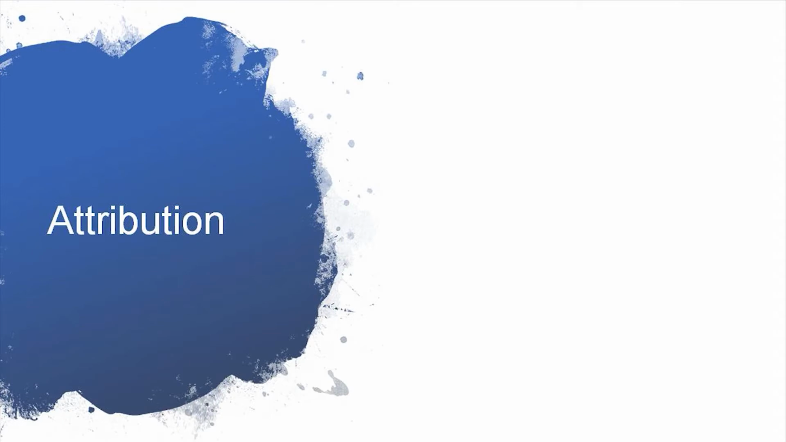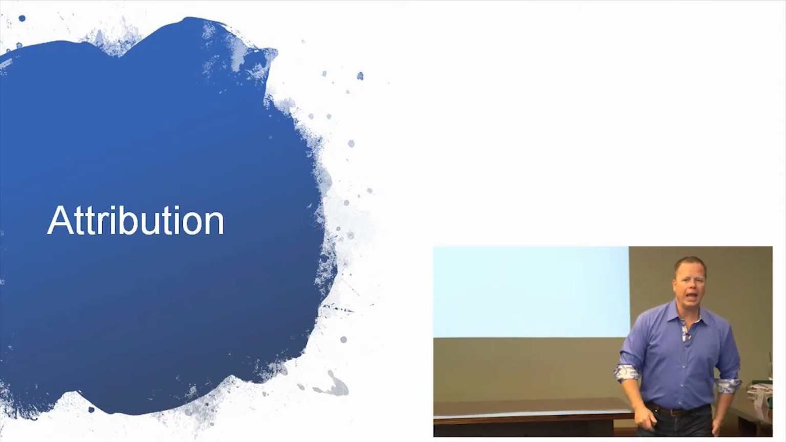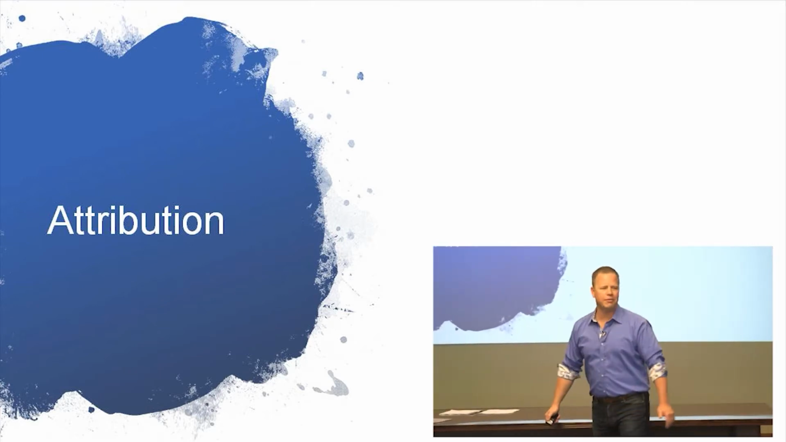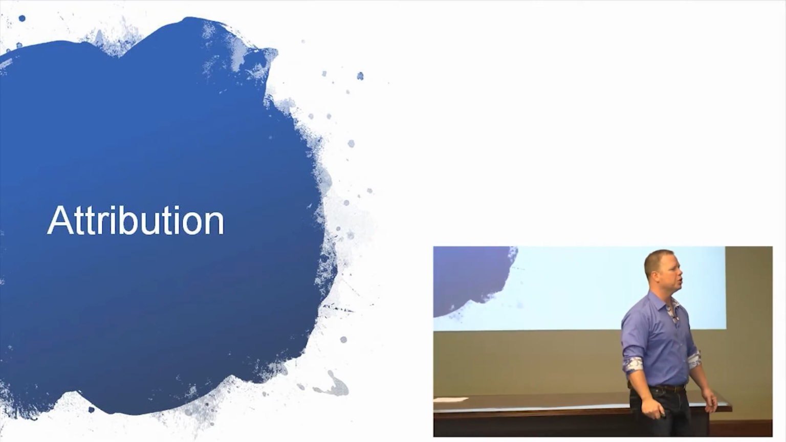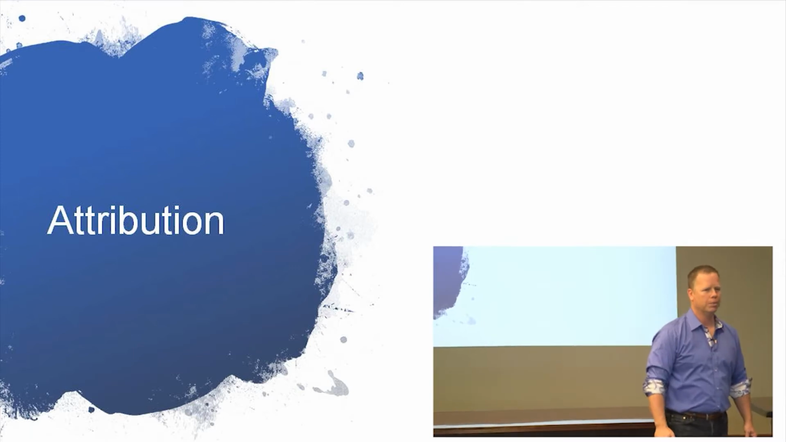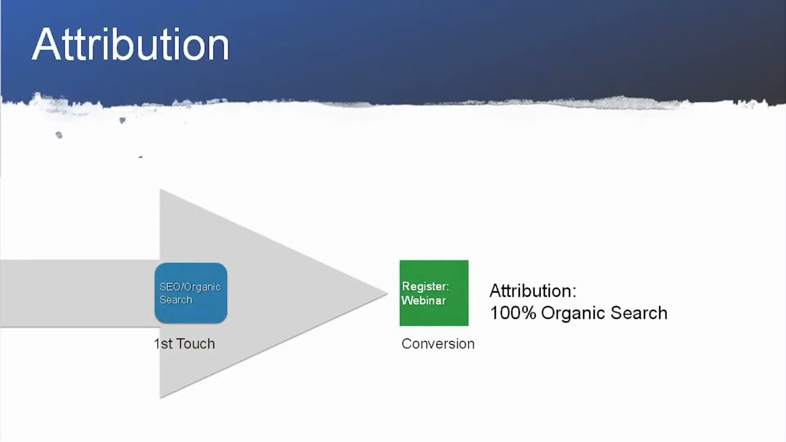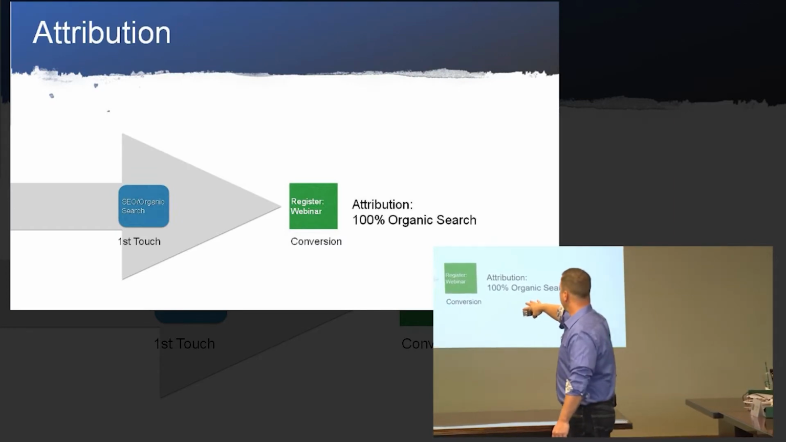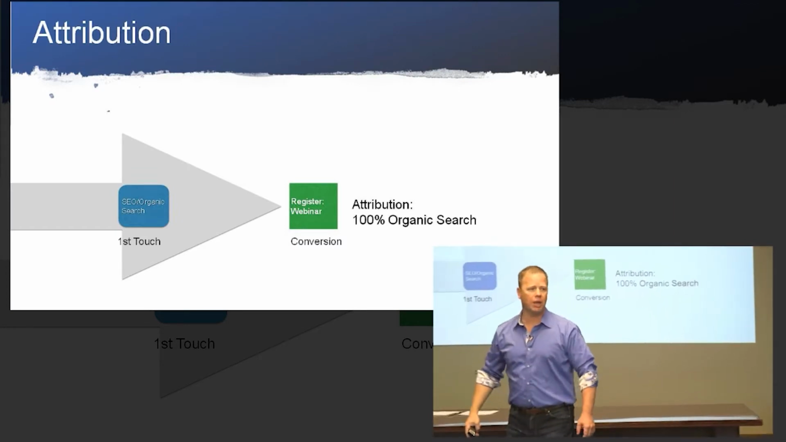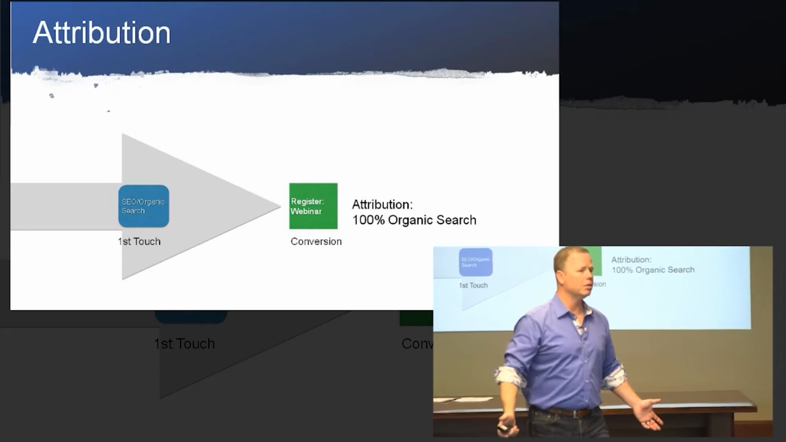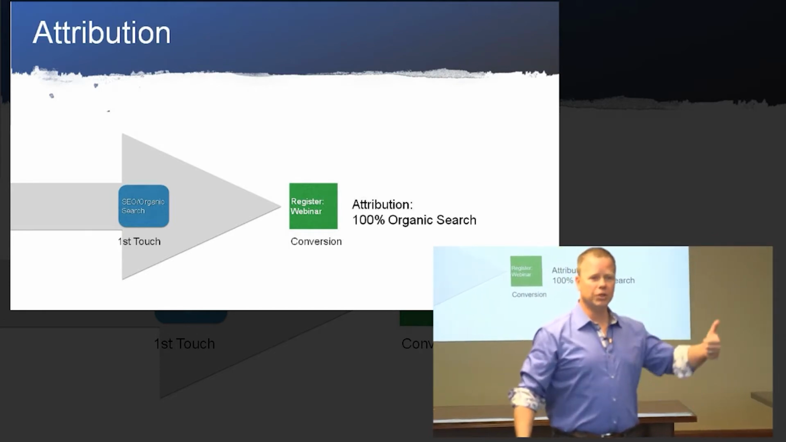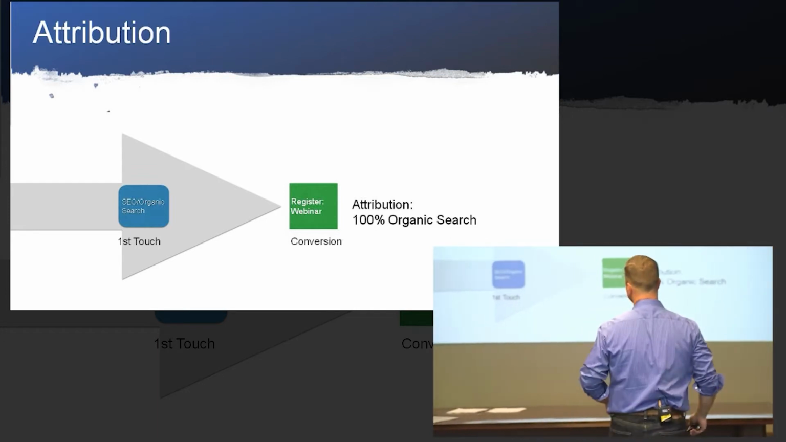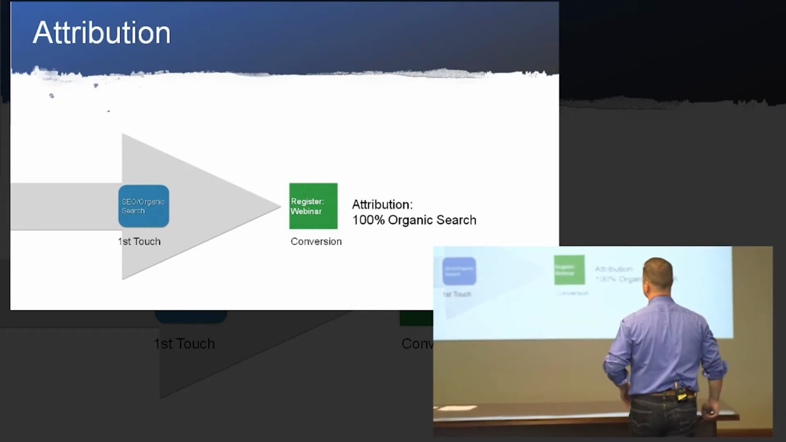Attribution. I've mentioned this a couple of times. And this is something where greater minds than mine have given up, because attribution is a big black hole. All right? If someone does a search for me and they come from Google, an organic search, and they go to my landing page and they convert, well, that's easy.